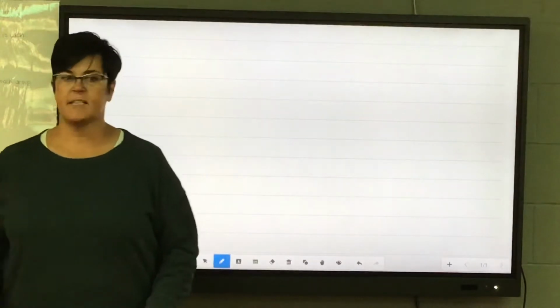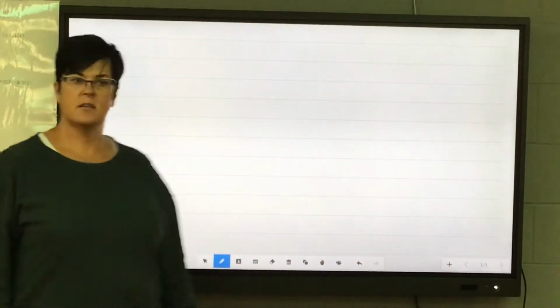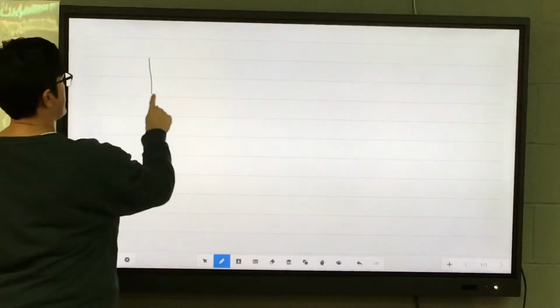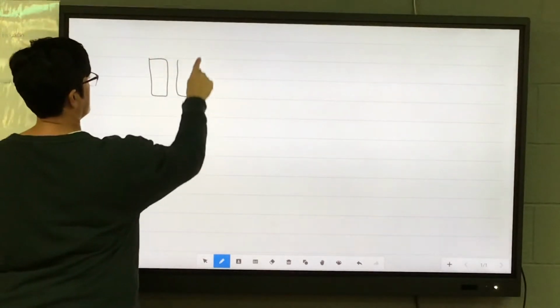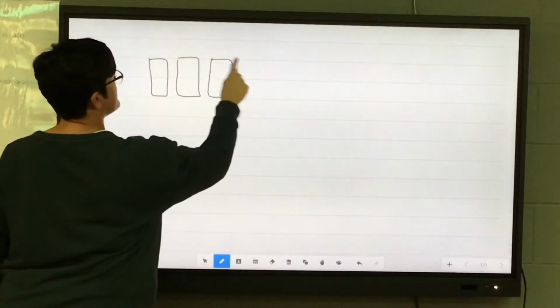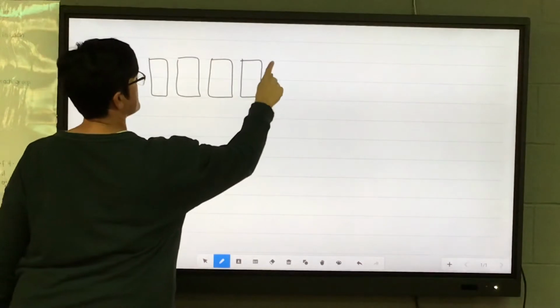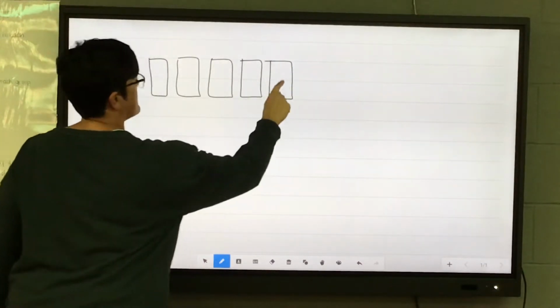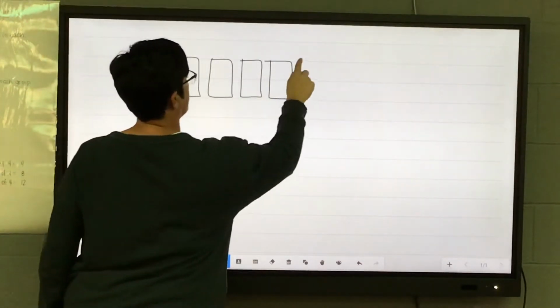How many glasses are there? 6. There are 6 glasses, right? So that means there are 6 groups. 2, 4, 5, there's 6.